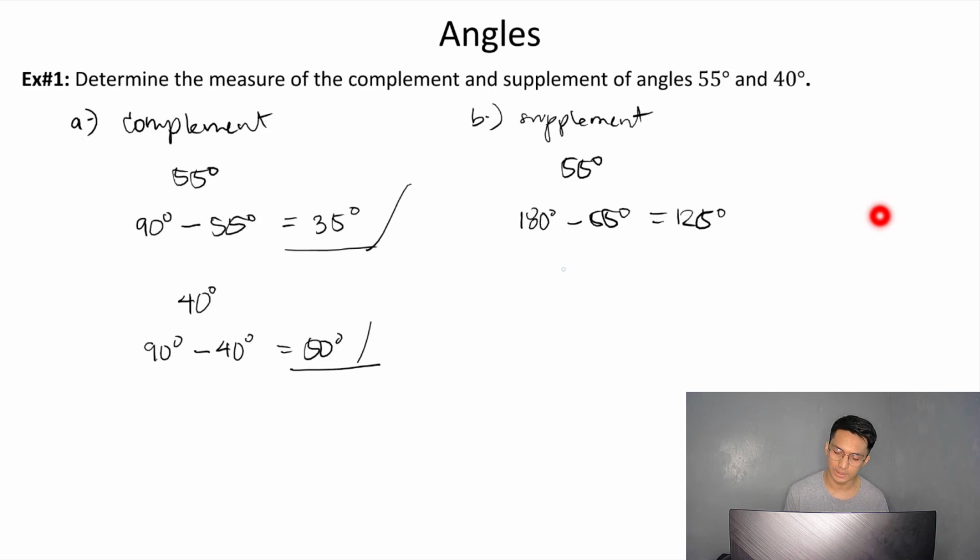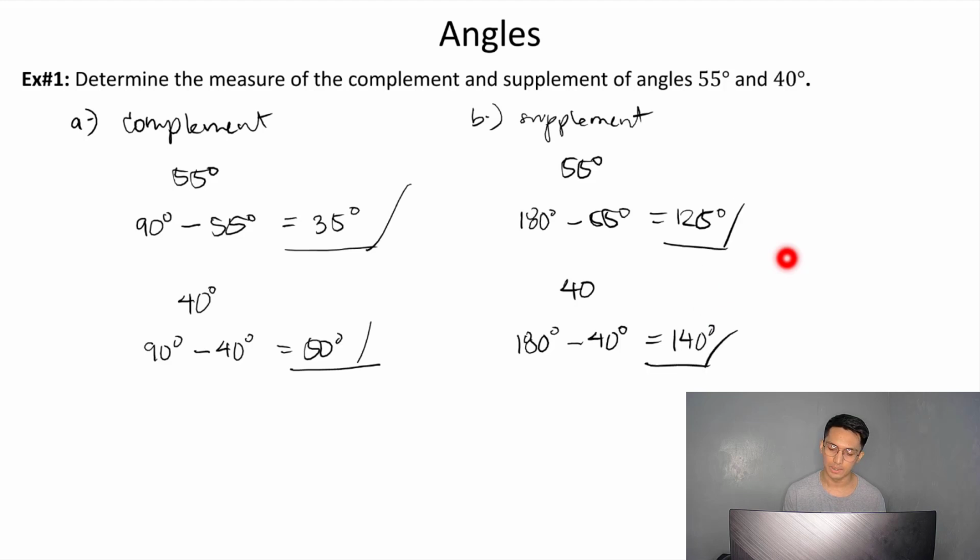Next, for 40 degrees. Ano daw yung supplementary angle for 40 degrees? So, we have 180 degrees minus 40 is equal to 140 degrees. So, ibig sabihin, 140 degrees and 40 degrees are supplementary angles kasi pag pinag-add mo yung kanilang measurement, makakabuo tayo ng a total of 180 degrees. So, that's complementary angles and supplementary angles.